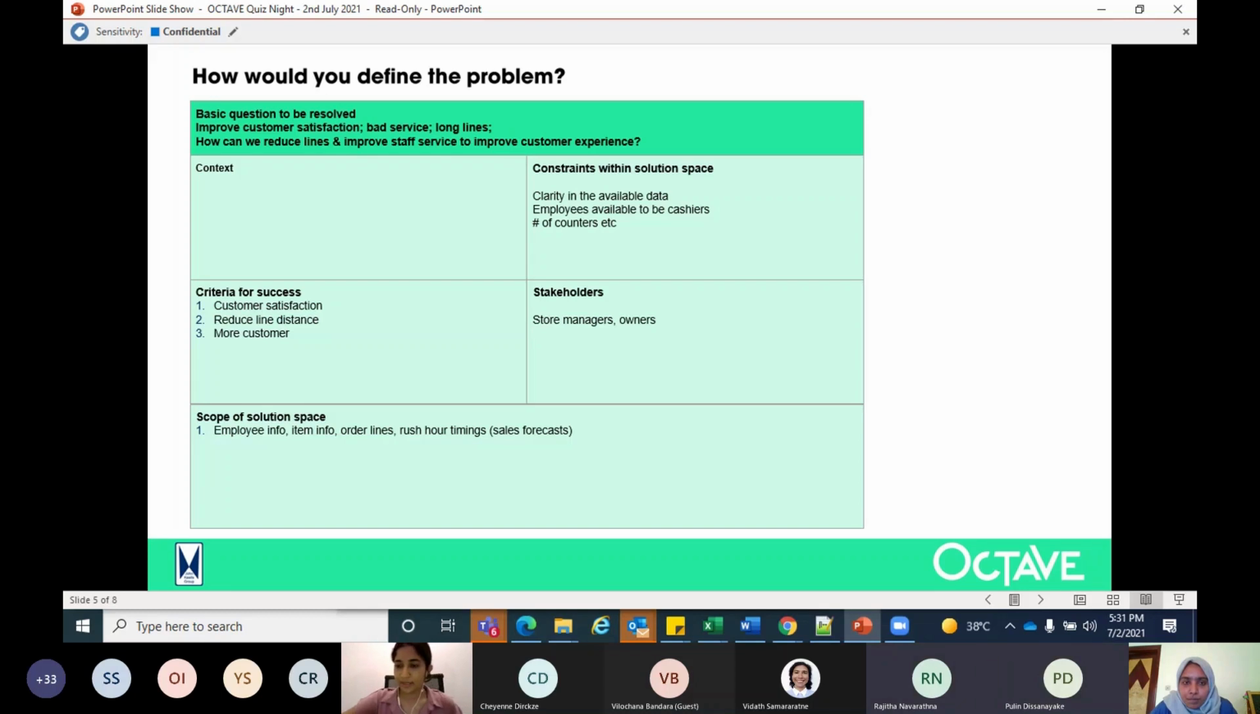Yes. And the scope of the solution is space. I'm not sure how to explain that. That's it, I think, for this side.